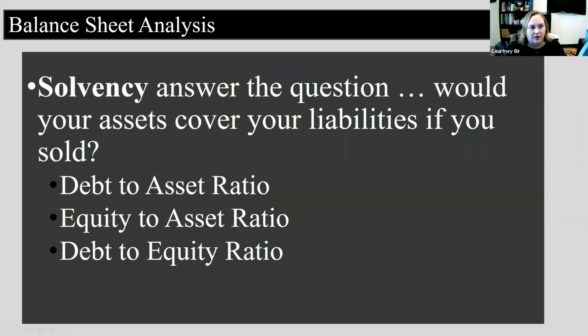So when you talk about solvency, solvency answers the question, would your assets cover your liabilities if you sold? So there are three different numbers that we look to answer kind of the solvency question. It's your debt to asset ratio, your equity to asset ratio, and your debt to equity ratio.